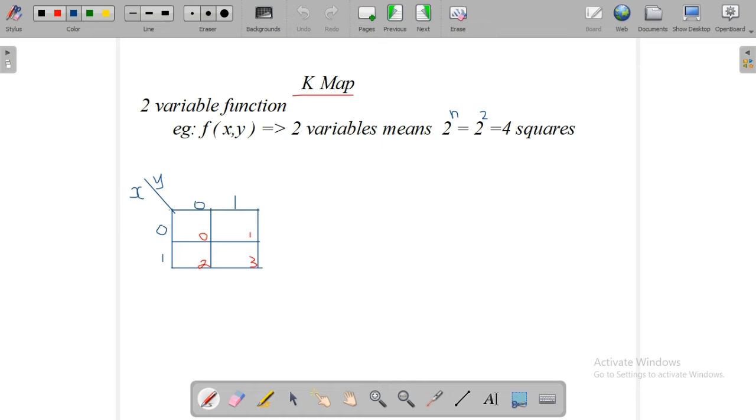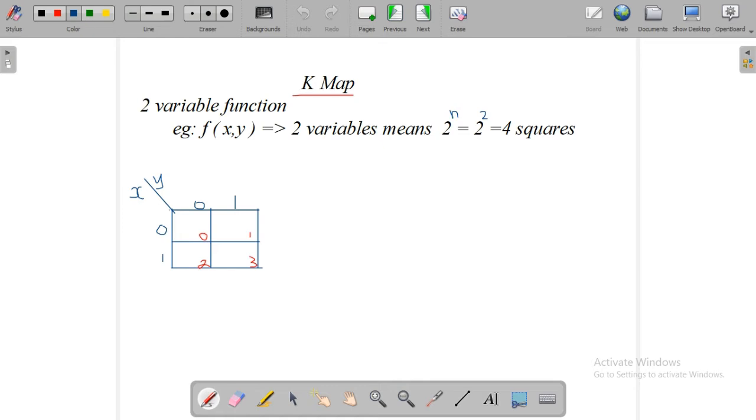K-map is a graphical display of fundamental products in a truth table, and it is a rectangle made up of a certain number of squares, each square representing a max term or a min term. Max term is a sum of all the literals, and min term is a product of all the literals. It depends on SOP or POS. You can consider each square as a cell, and each cell represents a max term or min term.